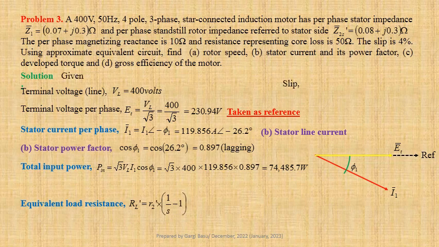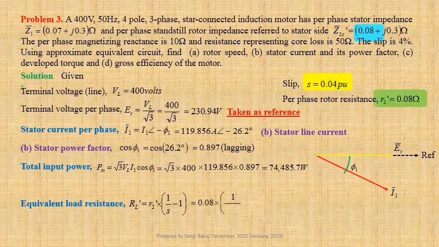Given slip S equals 0.04 per unit. Per phase rotor resistance referred to stator side R2' equals 0.08 ohm. Therefore, RL' equals 0.08 into (1/0.04 minus 1), that is equal to 1.92 ohm. Now we shall determine total mechanical power developed.